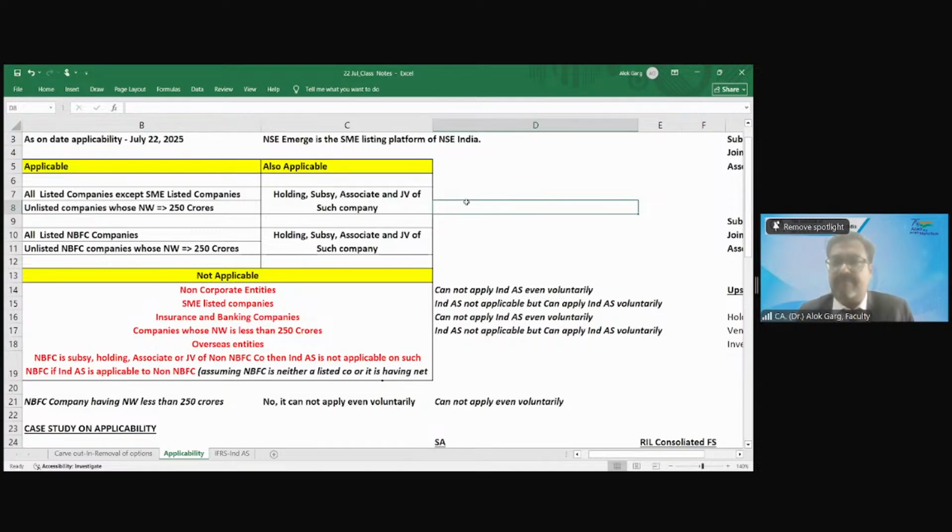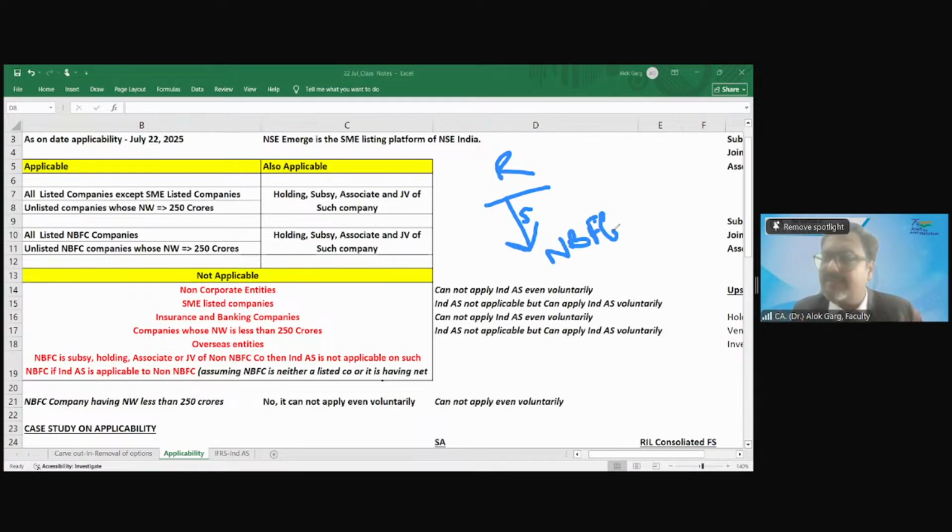Even the notification says that if a NBFC company is a subsidiary, associate or joint venture of a non-NBFC, for example, Reliance Industries. Reliance Industries Limited is a NBFC or non-NBFC? Reliance is not a NBFC. Reliance is non-NBFC, right? Reliance has a subsidiary which is a NBFC, and this is a private limited subsidiary whose net worth is also less than 250 crore. If net worth is more than 250 crore, then by default it will apply, correct? And if it is listed, then by default it will apply. So there is a subsidiary of Reliance which is a NBFC entity.